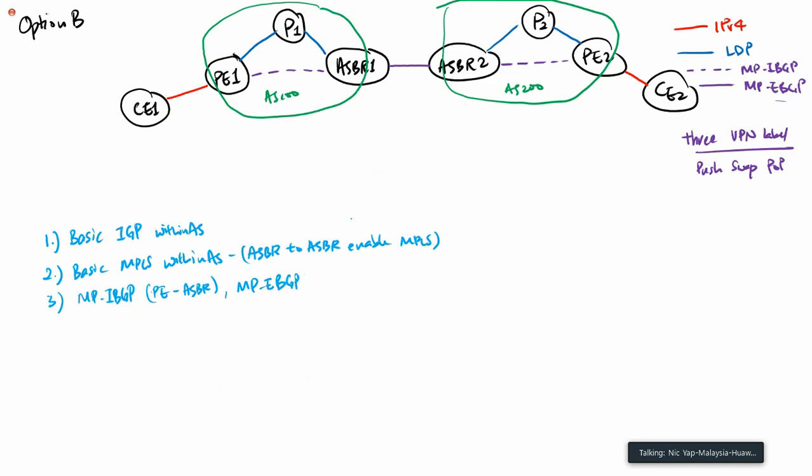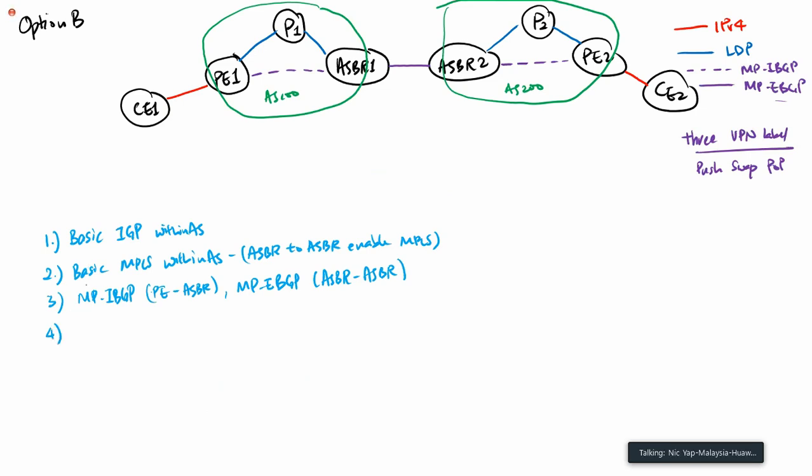EBGP between the ASBR to ASBR. So this one, it can be just done at the beginning. So between the ASBR, you can enable the MP EBGP as well. So between the PE and ASBR, you form the MP IBGP, and for ASBR to ASBR, you form the MP EBGP.